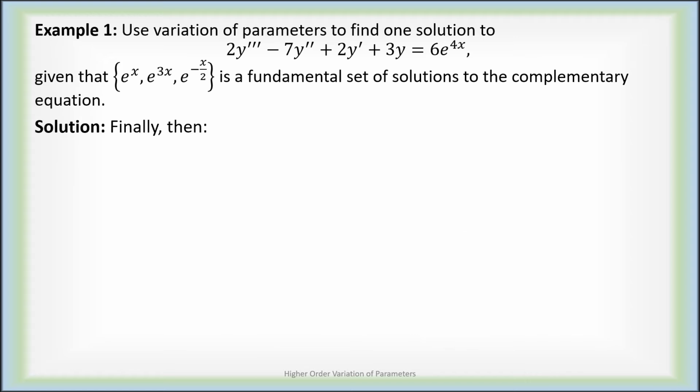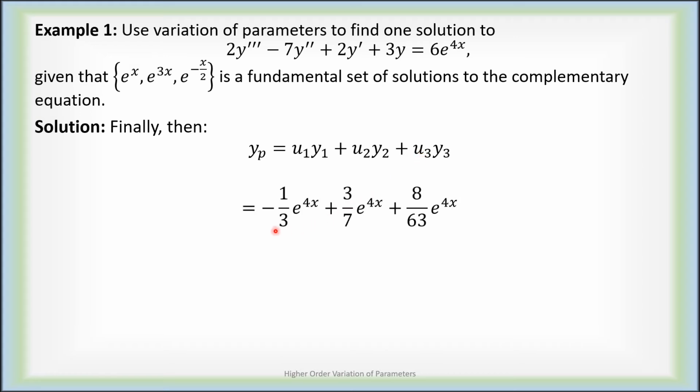Okay, so we're finally ready to be done. Having assumed yp was given by u1 y1 plus u2 y2 plus u3 y3, we went through a bunch of work and solved for what u1 y1, u2 y2, and u3 y3 are. From the previous slides, here they were: -1/3 e^(4x), +3/7 e^(4x), and 8/63 e^(4x), for a final result of 2/9 e^(4x).